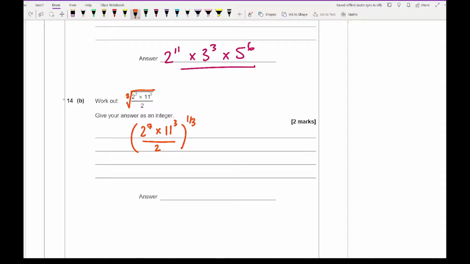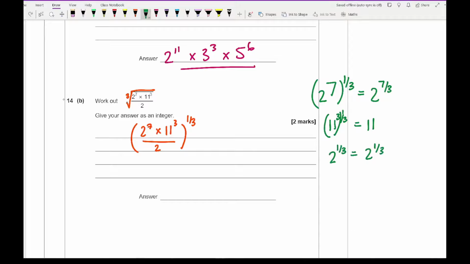Now, when you've got brackets, all we need to do is multiply out the brackets. So here we're going to have 2 to the power of 7 times a third, which is 2 to the power of 7 over 3. Then we've got 11 times a third, which is just 11. And then we've got 2 to the power of a third, which is just 2 to the power of a third.